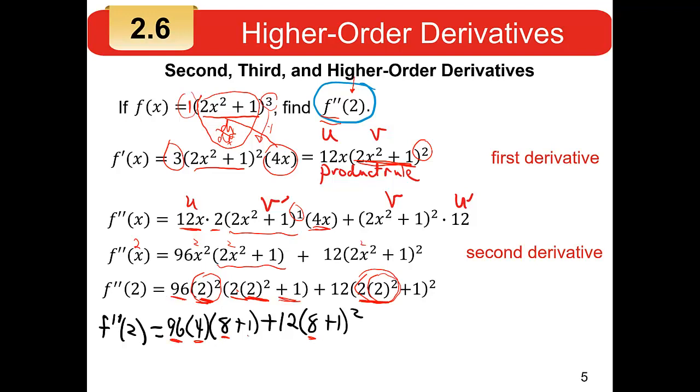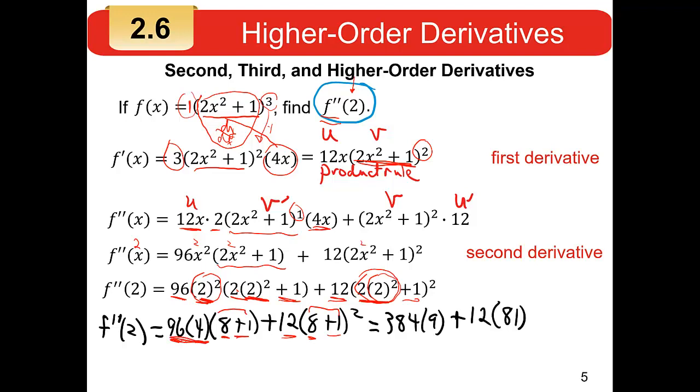The plus 1 just stays plus 1. The 12 stays a 12. And this plus 1 stays a plus 1. So now you want to work inside the parentheses and multiply any products together. So this 8 and 1 is going to be 9 in both of these places. And then you're going to have to do 96 times 4.